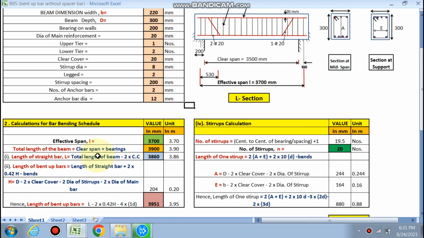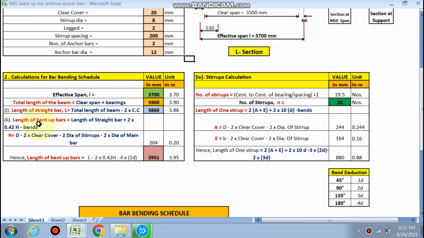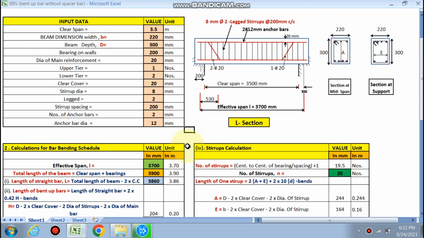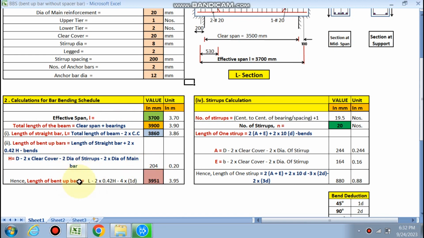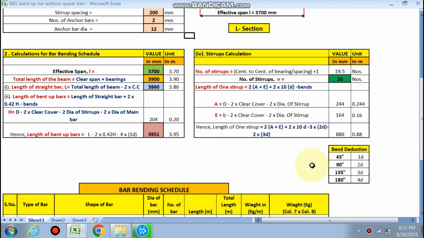Length of the straight bar is the total length of the beam minus 2 clear covers. Length of the bent up bar is the length of the straight bar plus 2.4 h minus bends. So h will be calculated, because for this bent up bar, this is the h, you can see. Length of the bent up bar is calculated. Number of stirrups is calculated. A and E values are calculated by these formulas, and finally the length of one stirrup is calculated, 0.88 meter.